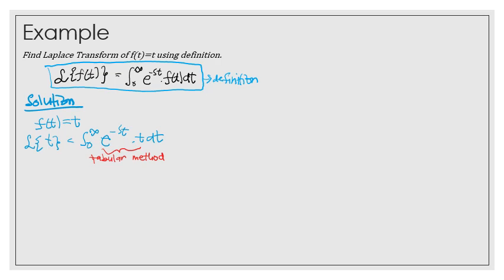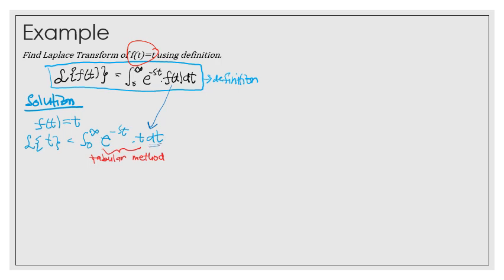Okay, let's do another example. Find the Laplace transform of f(t) equal to t using the definition. So in this case, we have f(t) equal to t. First, we substitute f(t) equal to t into the definition. To find the Laplace transform of t, we just substitute the value here: integration from 0 to infinity, where we have e to the minus st, and f(t) will be substituted by t. So from this equation, we have t multiplied by exponent minus st dt.